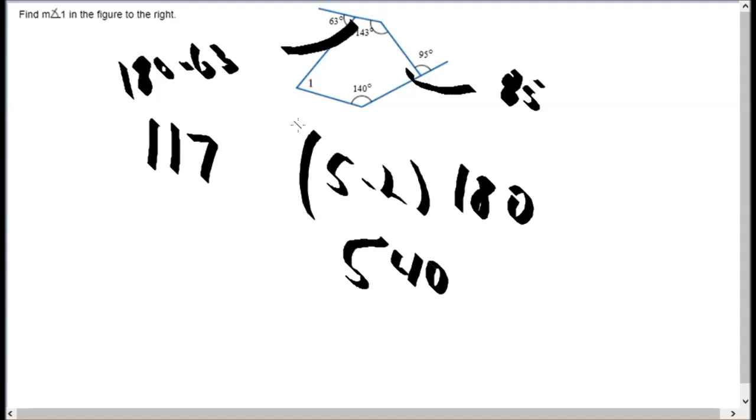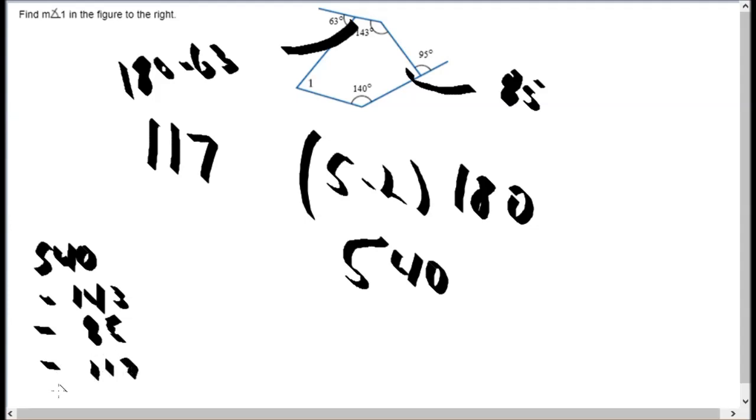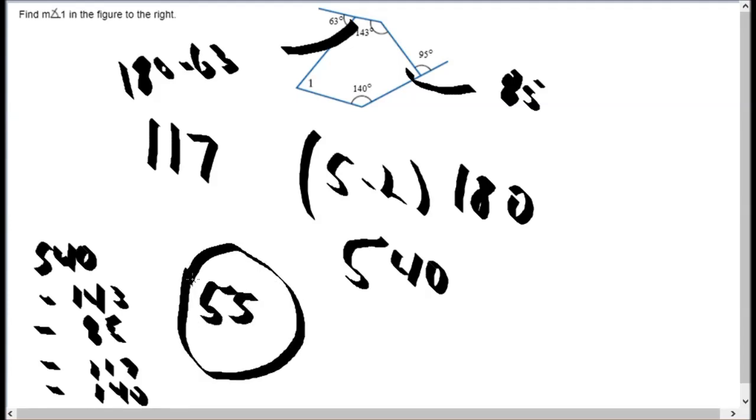All right, so then we just have to add those up. So let's come over here and do this. We'll have 540, and we're going to take away the 143. We're going to take away the 85. We're going to take away the 117. And then we're going to take away the 140. And then we'll see what's left. And I get 55 degrees is my answer. So that's the answer for this problem right there.